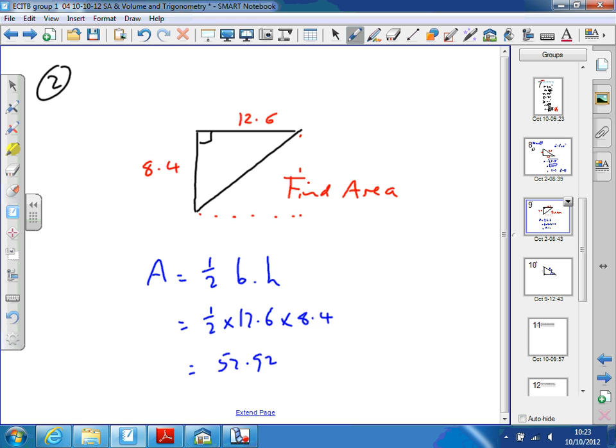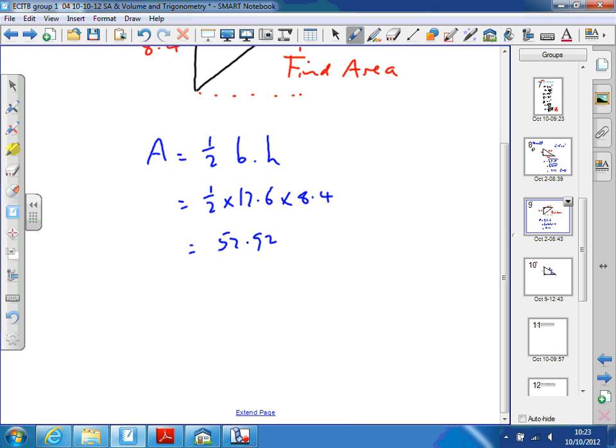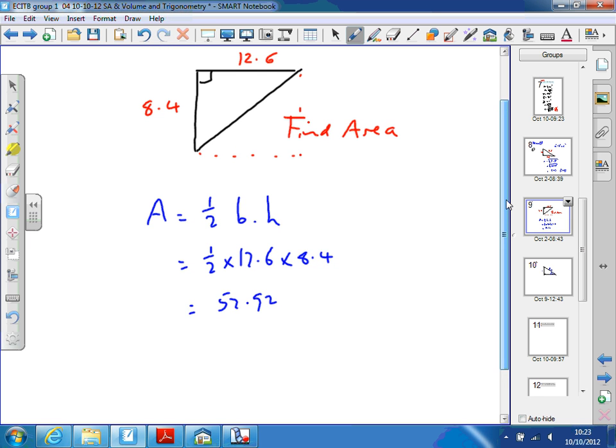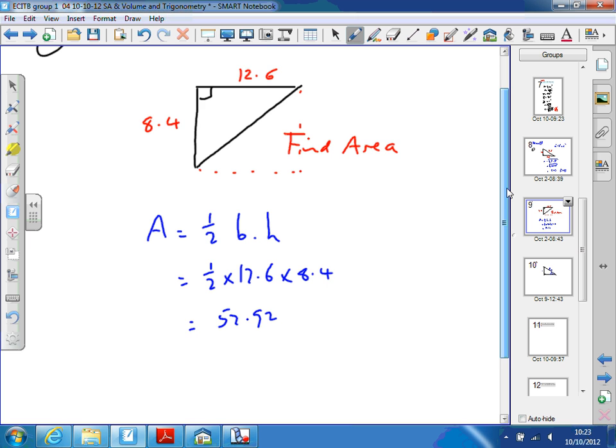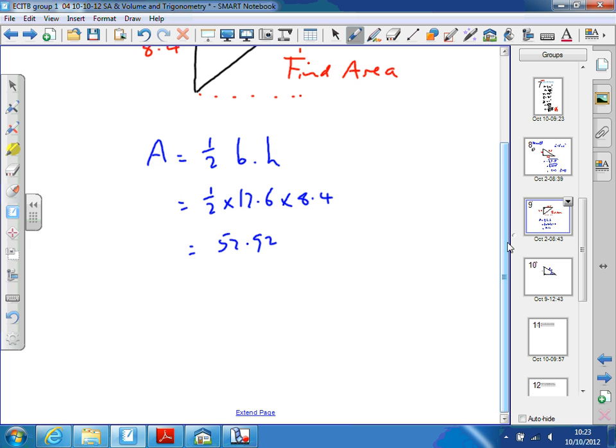52.92. I haven't given you the unit. The significant figure's a bit over the top for that one, so what would be more appropriate, Daniel? 3 significant figures, yeah, because that one's only 2. So what is this to 3 significant figures? 0.9, yeah, 3 significant figures.